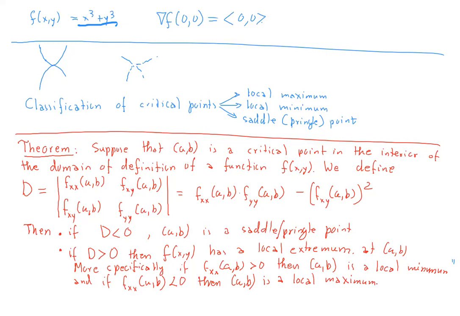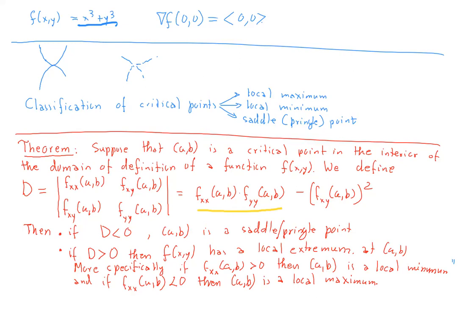There are a couple of things to note here. So one would ask right away, in the case that D is greater than 0, what happens if fxx at AB is 0? And this can never happen, because if fxx at AB was 0, then this quantity would be 0, and then your determinant would simply be minus the square of some number, and this can never be positive. You could never have that it's greater than 0.